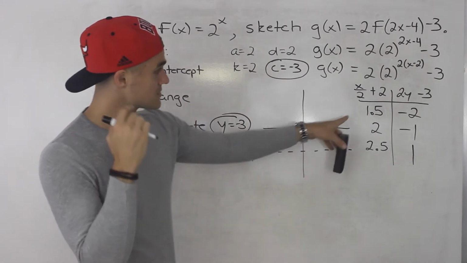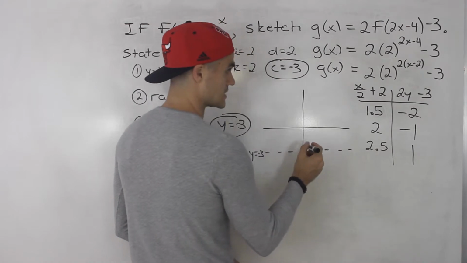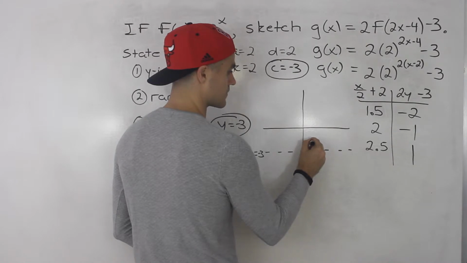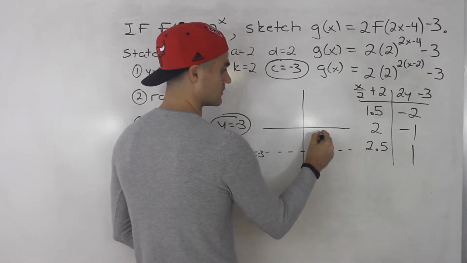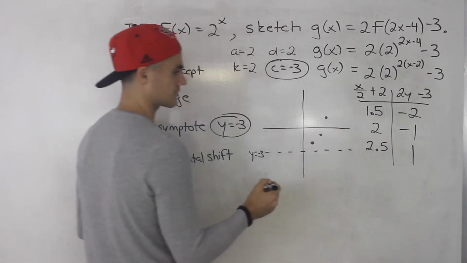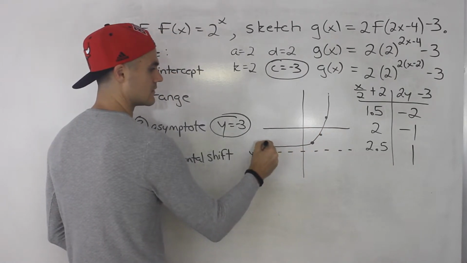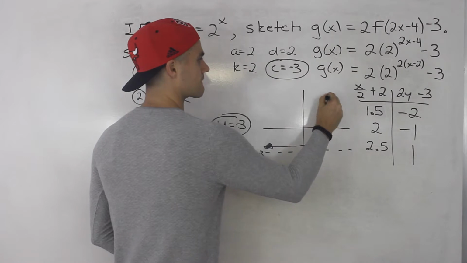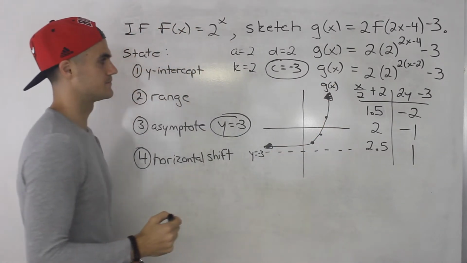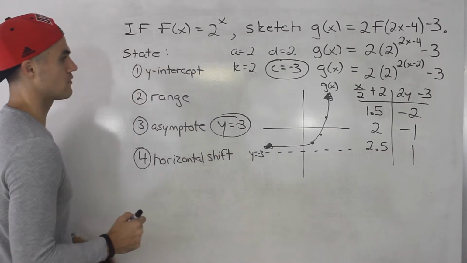And then we just have to graph these points. So an x value 1.5 and -2, that is over, let's say, here. 2 and -1, let's say that's like here. And then 2.5 and 1, that's like up there. So basically this function is looking something like this. So that there is the graph of g of x. Now that we have the sketch, we can go through these characteristics.